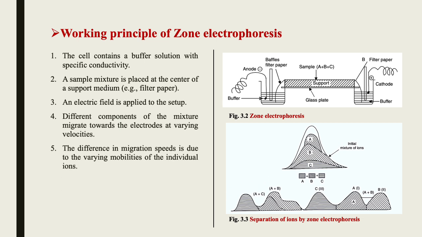The fifth point is that the difference in migration speed is due to the varying mobility of the individual ions. Due to the varying mobility of ions, we always get separation of different individual ions. The sixth point is that the molecules are separated in the order of their mobility. In figure 3.3 they have shown the order in which C, A and B come out of the mixture.